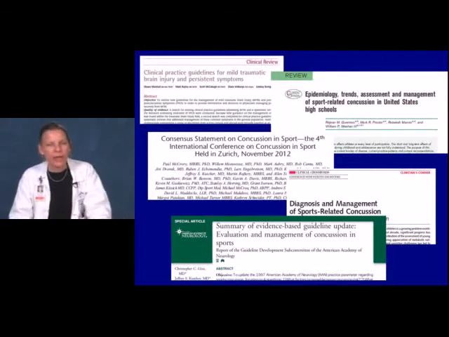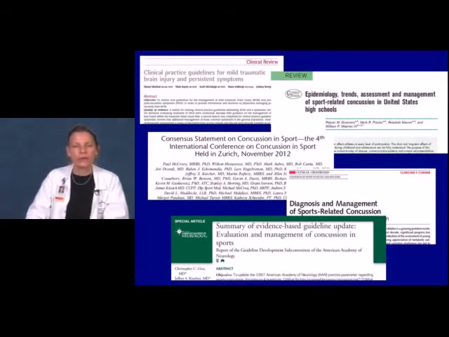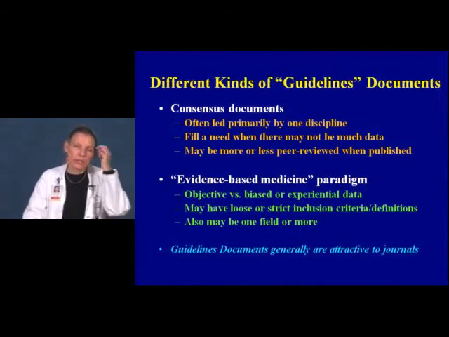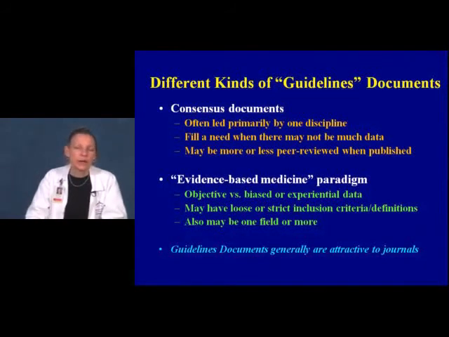Concussion has generated many guidelines. These are just a smattering of examples, and there are many more than these. So let's talk about the different types of guidelines that are available. There are consensus documents and there are evidence-based medicine paradigms. Consensus documents are often led primarily by one discipline. They fill a need when it's a topic that needs some sort of guidance by the clinician, but there may not be much hard data. They may be more or less peer-reviewed when published. Sometimes they're published as supplements from a professional meeting. Sometimes they're published by a given specialty.